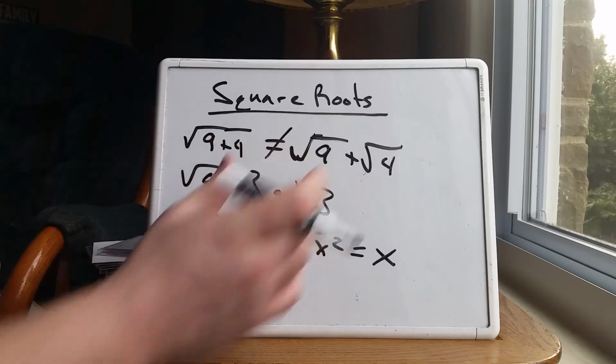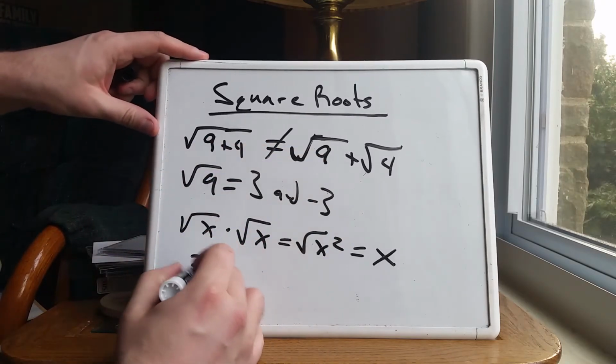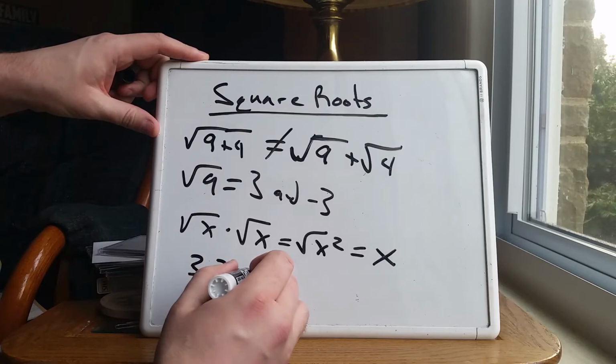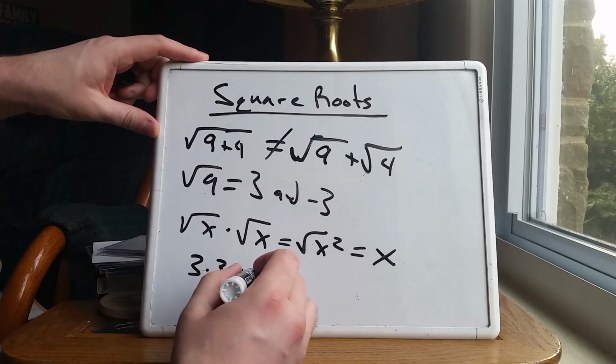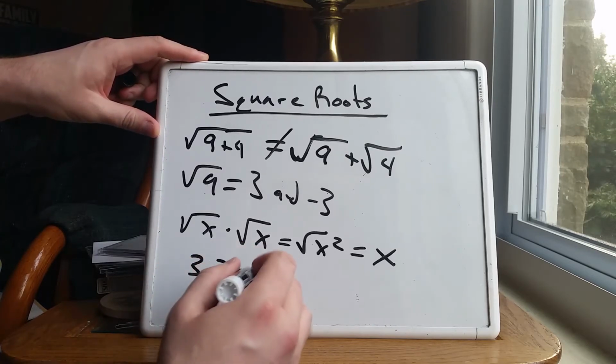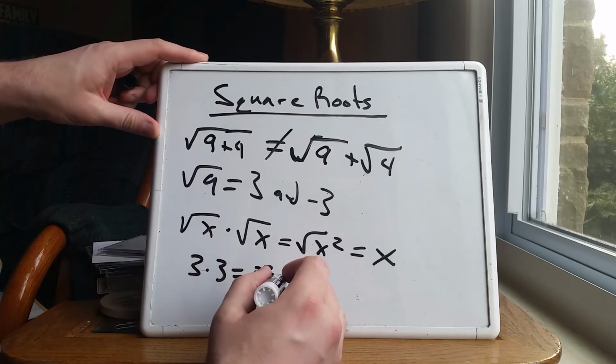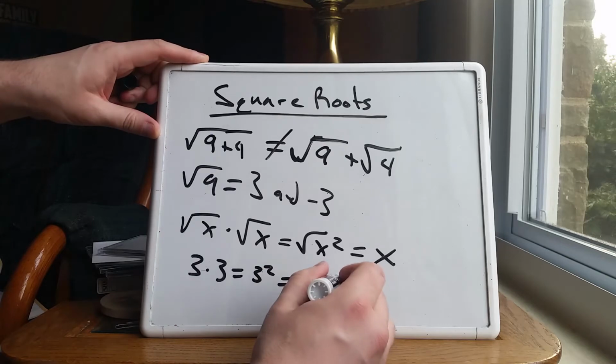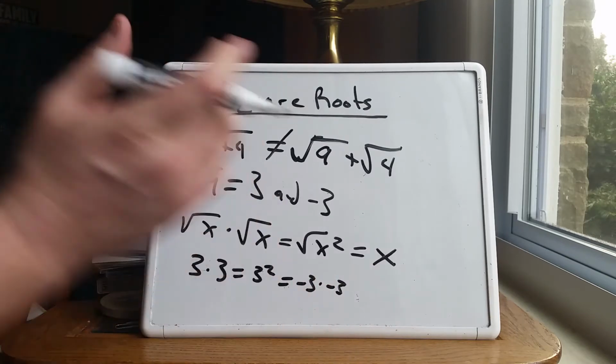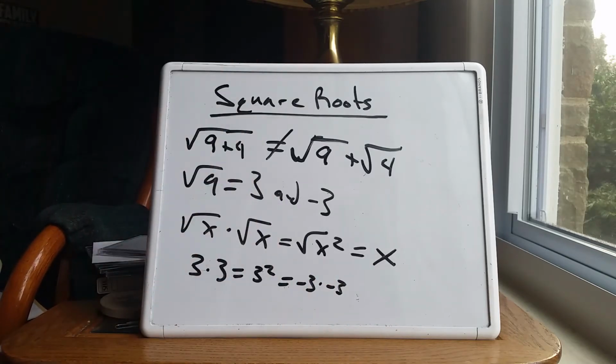So for instance, if I look at this, I would say, well, 3 times 3 equals, and this is root 9 times root 9, that equals 3 squared, right? But so does negative 3 times negative 3. So there's two answers. Most of the time, you're only worried about the positive one.